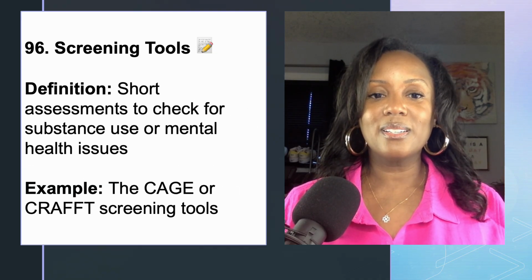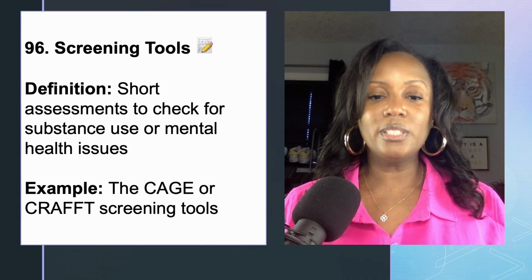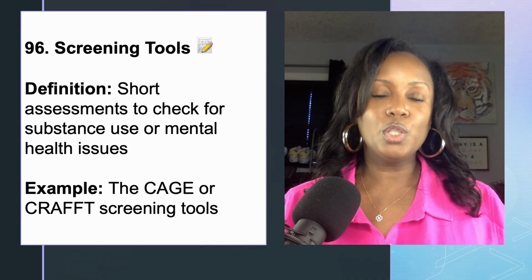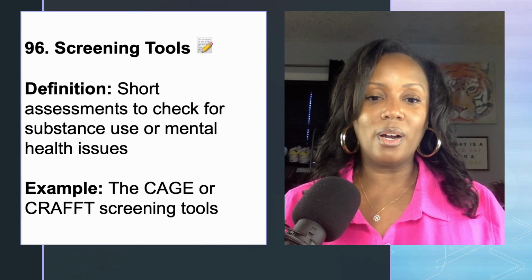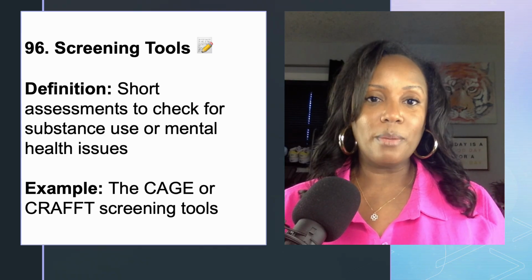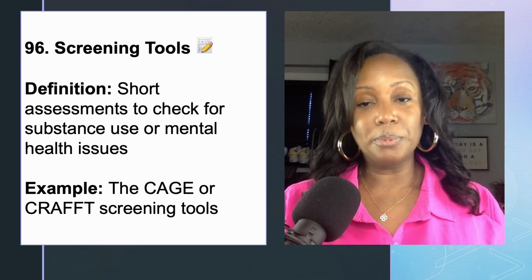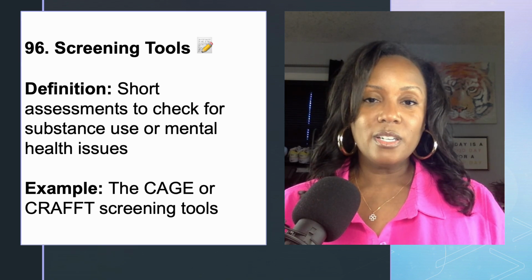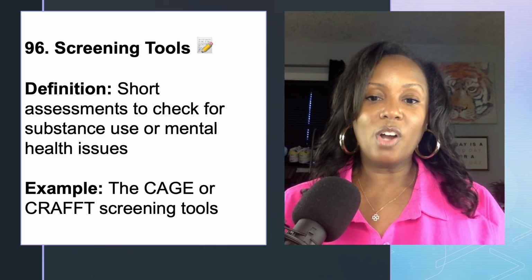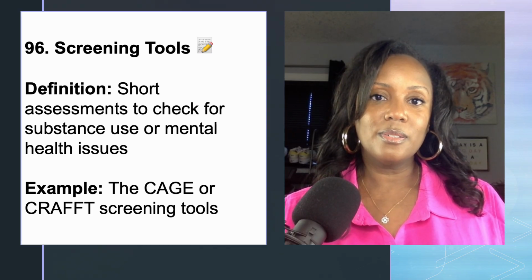Term 96 is screening tools. These are short assessments to check for substance use or mental health issues. Two examples of addiction screening tools are the CAGE and the CRAFFT. Screening tools are just the starting point to open the door for a deeper conversation. It is not a diagnosis or full treatment. It's just a way to start to see what the client needs.